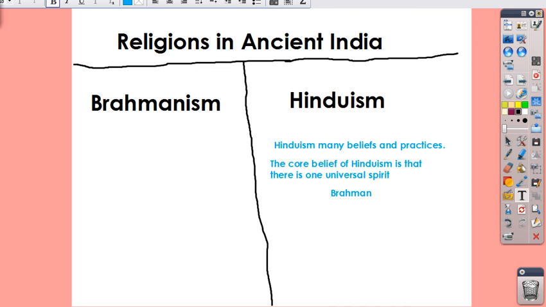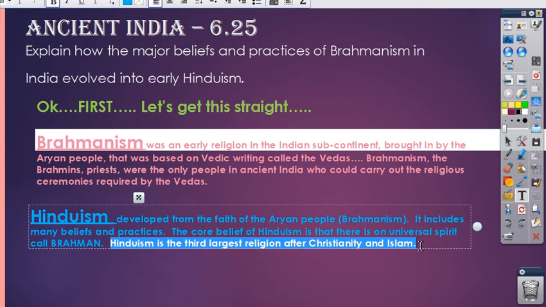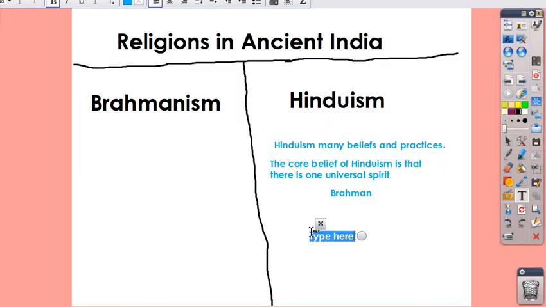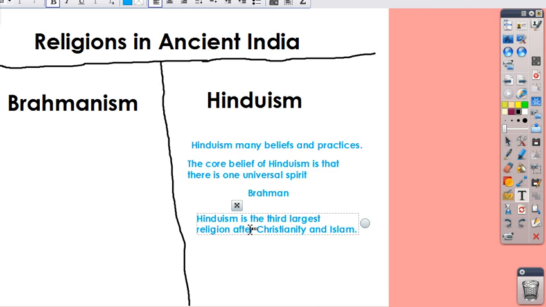All right. Going to go back to our slide here. We have that it has many beliefs and practices, that there's one universal spirit called Brahman, and we also need to know this one right here. Hinduism is the third largest religion after Christianity and Islam. So we're going to put that on our slide as well. Okay. Hinduism is the third largest religion after Christianity and Islam.